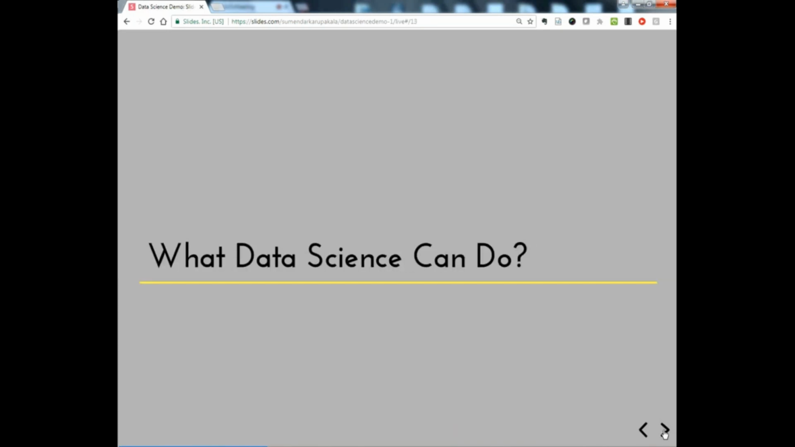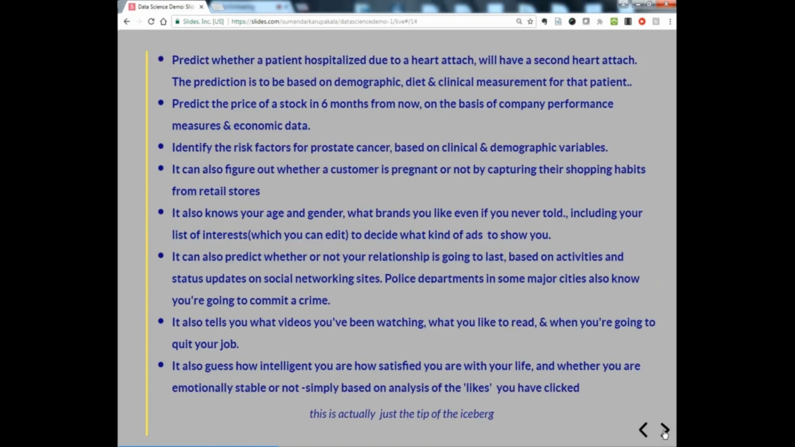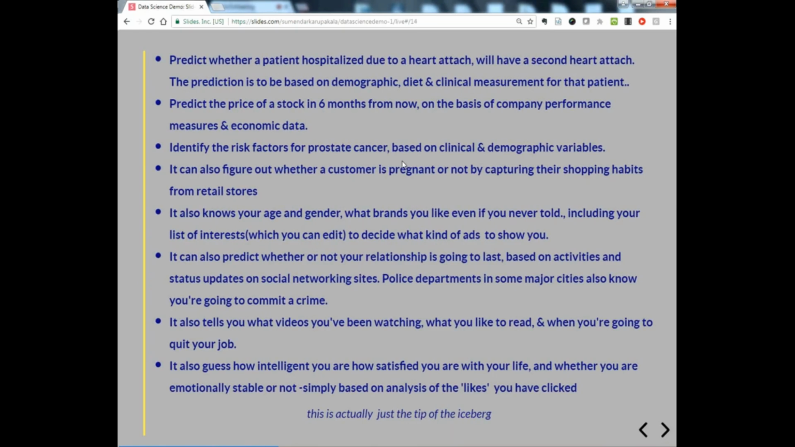So let us see what data science can actually do. For example, these are small, various examples I have taken in this slide. If you want to predict whether a patient is hospitalized due to a heart attack, and whether there is a chance of a second heart attack, we can predict when he will get it.